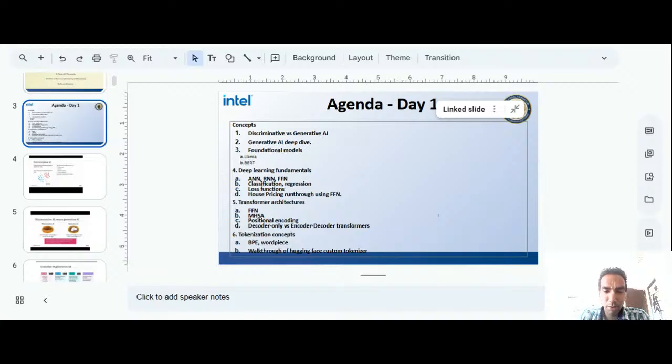Then we discussed that the fundamentals like ANN, RNN, and FFN are very important because they form the basis of all generative models and foundation models. Some foundation models are Llama, BERT, and GPT. All of these have the transformer as their foundation. And this transformer is composed of two stages. What were the two stages?